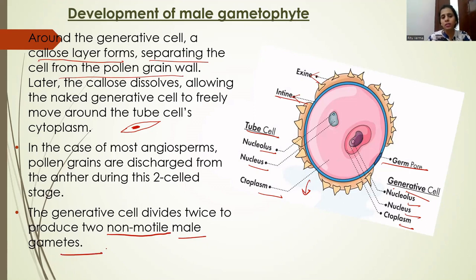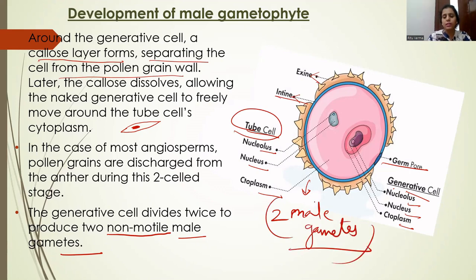Now, how many cells are present? One tube cell or vegetative cell and two non-motile male gamete cells. So totally there are three cells. So in some angiospermic plants, the pollen grains are released at the three-cell stage, and those pollen grains which are released at the two-cell stage, when they fall on the stigma, start to germinate.